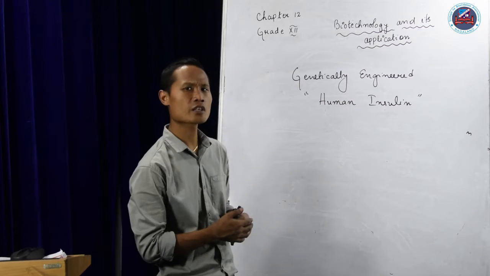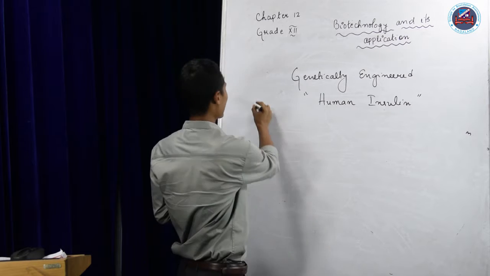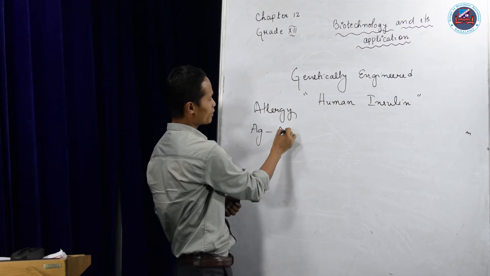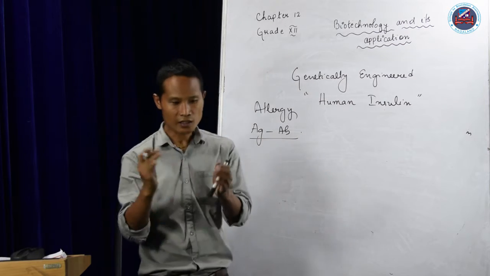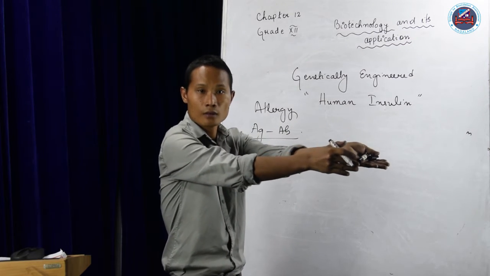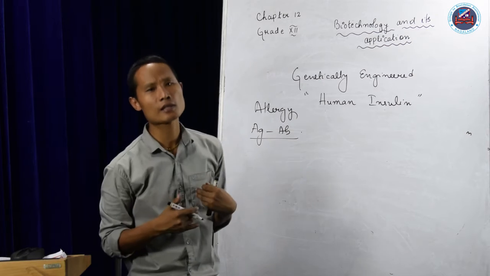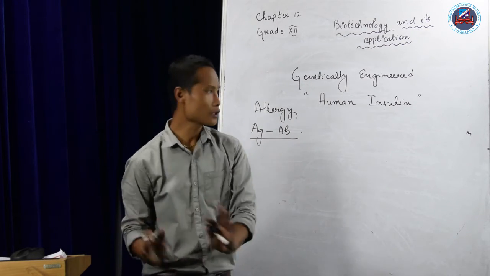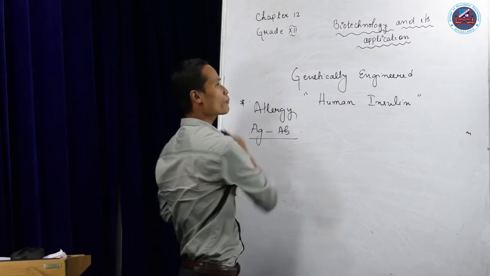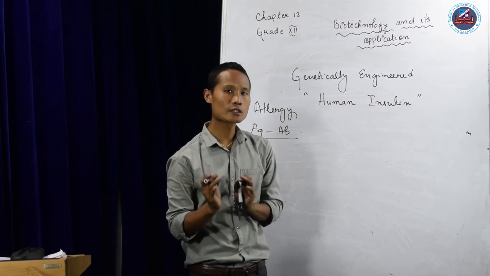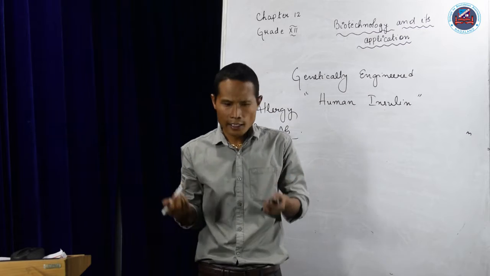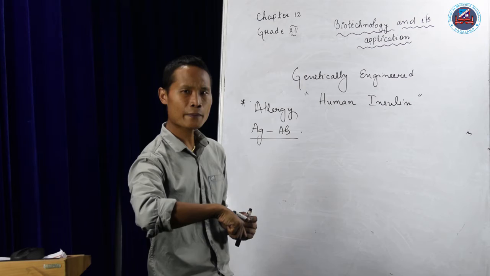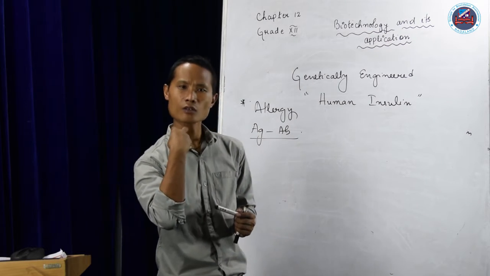You know what allergy is, right? Allergy is nothing but antigen-antibody interaction. Something coming from outside, foreign. Our body has the ability to recognize: this one is foreign and this one is our own cells. So that is the cause of allergy in a patient, and that causes problems. So, can we take insulin orally? Can the diabetic patient be given insulin orally?